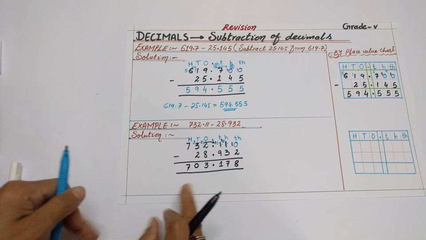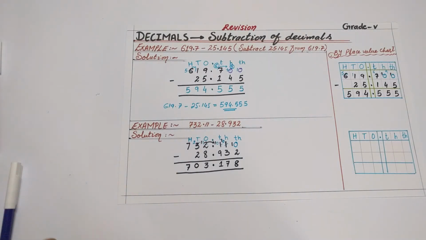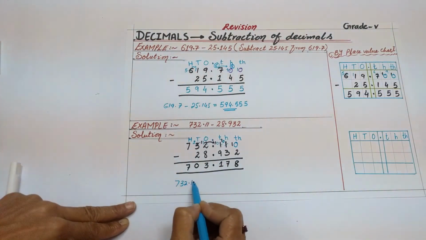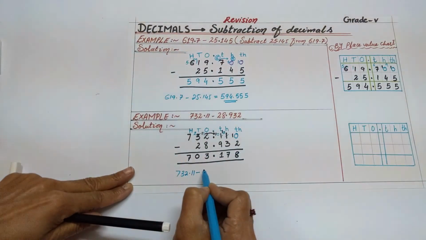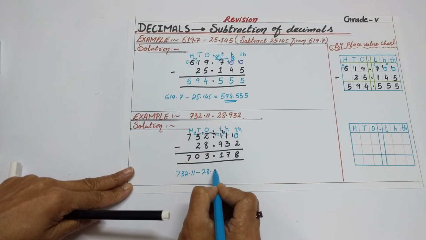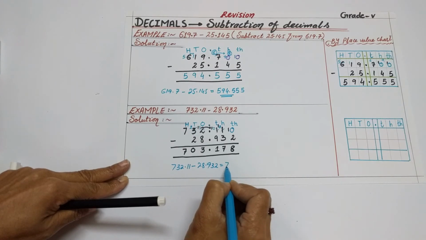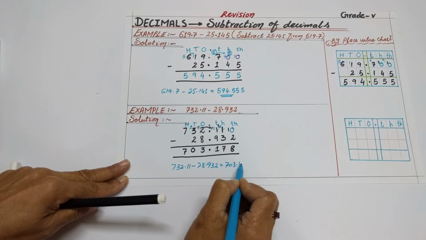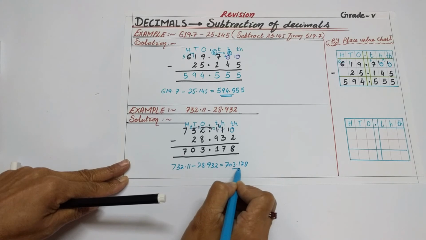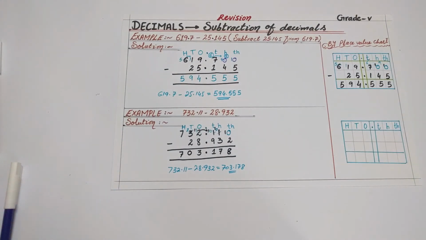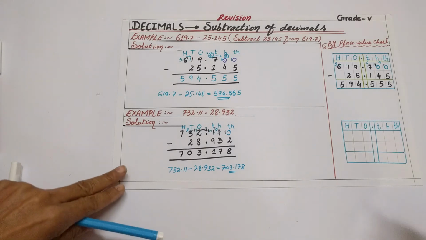So 703.178. So 732.11 minus 28.932 is equal to 703.178. That is our required answer. So again, same pattern, you can also solve this sum with the help of the place value chart.